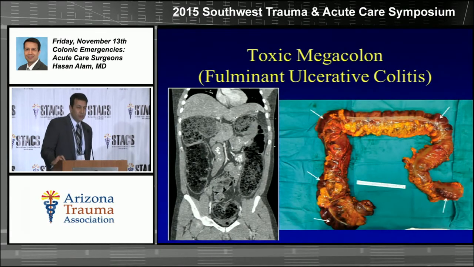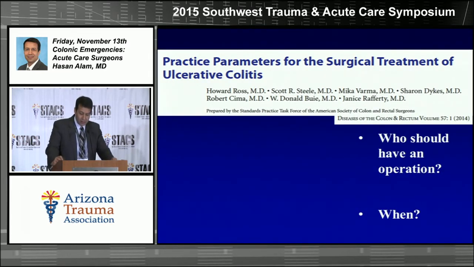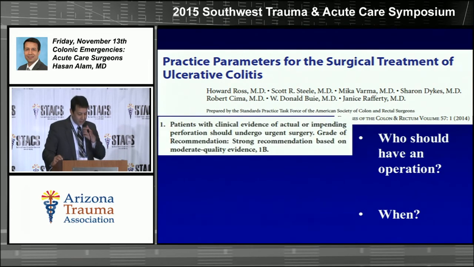And I'll just finish with talking about fulminant ulcerative colitis, or toxic megacolon, another infrequent but fairly dramatic consult that you get on a patient who has ulcerative colitis and now comes in dying. There are very good guidelines from the Society of Colorectal Surgeons about who should get an operation and when to operate. And there again, some practical take-home messages.